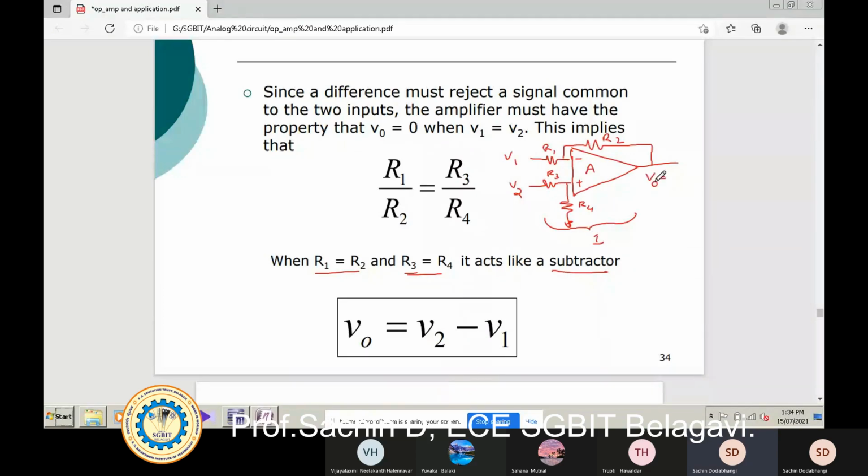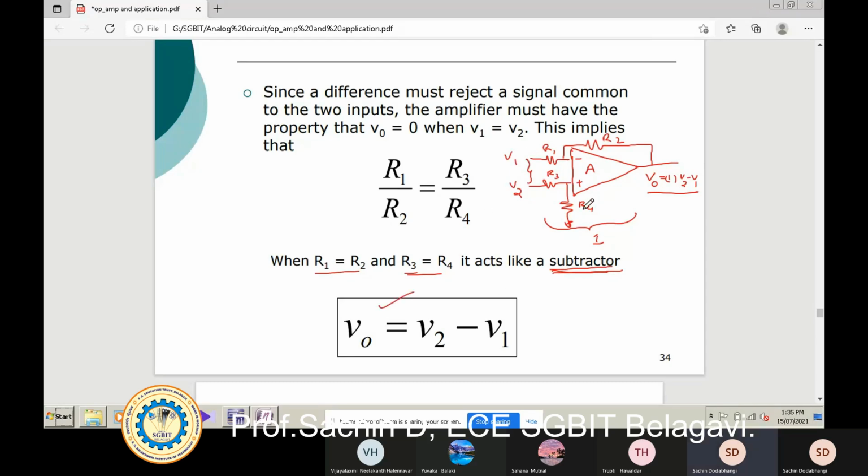Output voltage is equal to gain times input. The gain of this amplifier is 1. And what is the input here? Can anyone tell what is the input voltage? Yes, Yuvaka, Trupti, Sahana, what will be my input voltage? So what is the input voltage to this differential amplifier? It is the difference between the two inputs, that is V2 minus V1. So output voltage is equal to V2 minus V1, so it acts like a subtractor. It is taking the subtraction of two inputs. So output voltage is V2 minus V1.